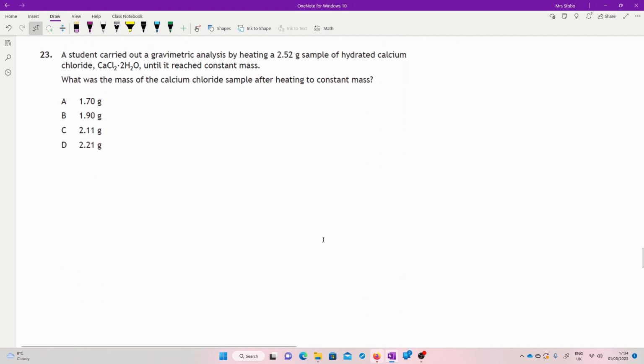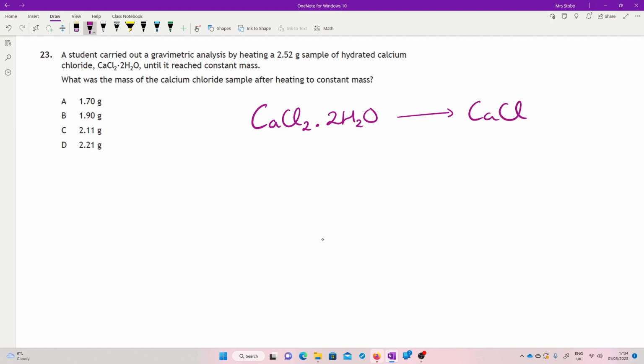Question 23, we're looking at a gravimetric analysis by heating a 2.52 gram sample of hydrated calcium chloride. It tells you that you've got 2 formula units of water for every 1 of calcium chloride, until it reached constant mass. What was the mass of the calcium chloride sample after heating to constant mass? There's lots of different ways that you can do this. I think the absolute simplest way is just to run it as proportions. So CaCl2, 2H2O, and you're like, okay, how much pure calcium chloride would that be?